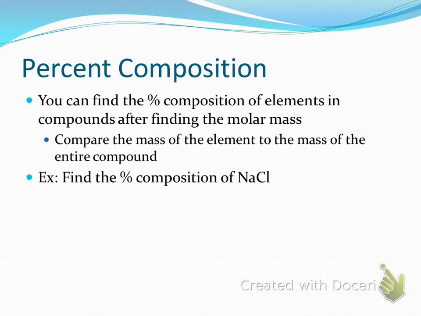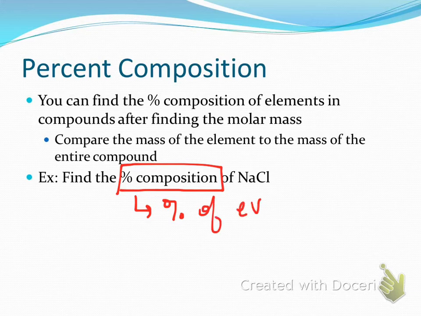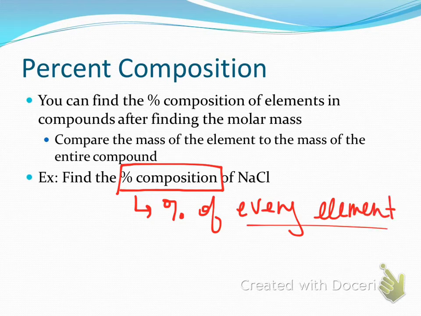So we want to find the percent composition of sodium chloride. When it asks for percent composition, that means we're going to find the percent of every element. If I asked for the percent of sodium in sodium chloride, I'd only need to look at sodium. But if it asks for percent composition, that means I want what the whole thing is made up of. So I need to do every element.